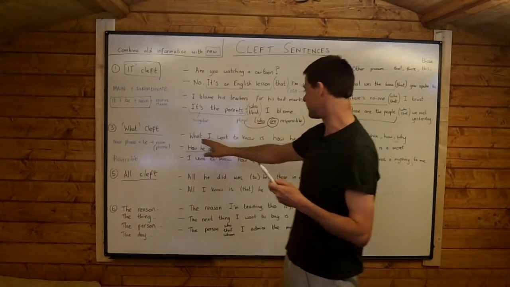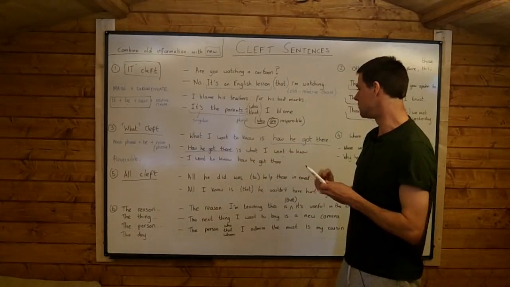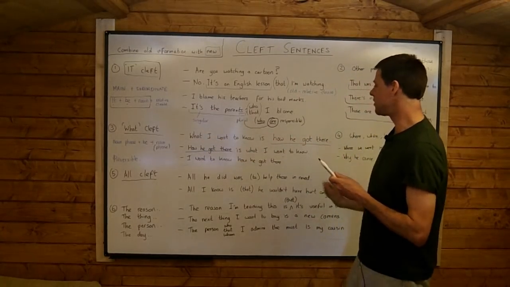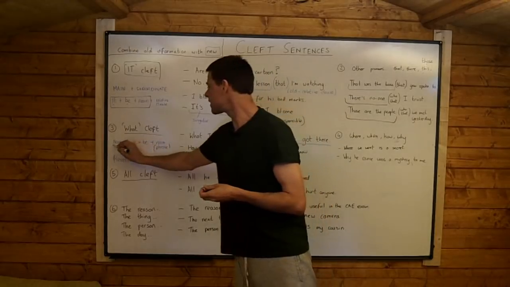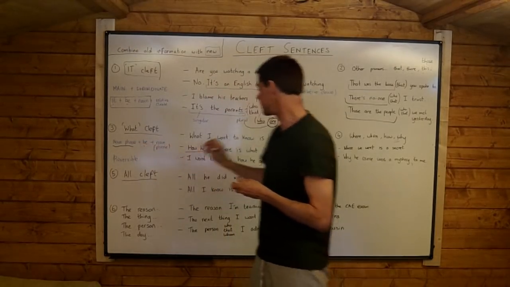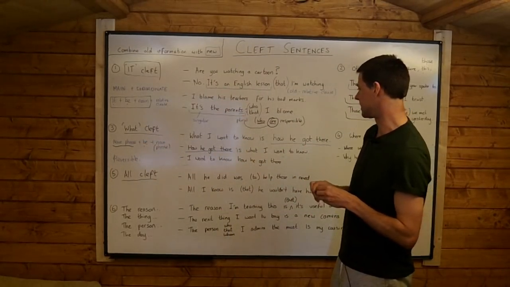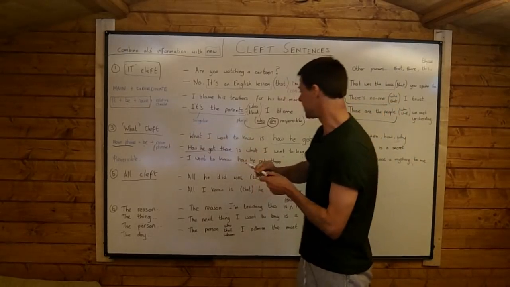But let's look at this example first. What I want to know is how he got there. So we've got a noun phrase here, and then the verb be, and then another noun phrase, how he got there. We're using the whole phrase as a noun.